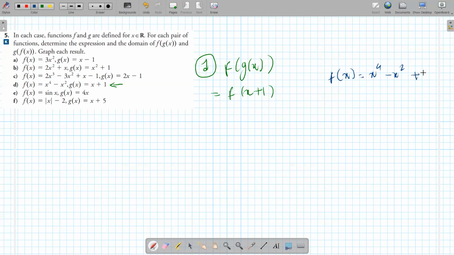Let's say there's a plus 5. There's no plus 5 here, but let's say there's a plus 5. F of x plus 1, you're going to replace every single x with what you have in this bracket. So this will be x plus 1 to the power of 4 minus x plus 1 squared. But the 5 doesn't have an x, it just kind of hangs at the end like this.